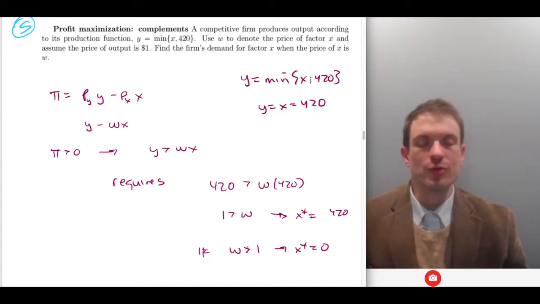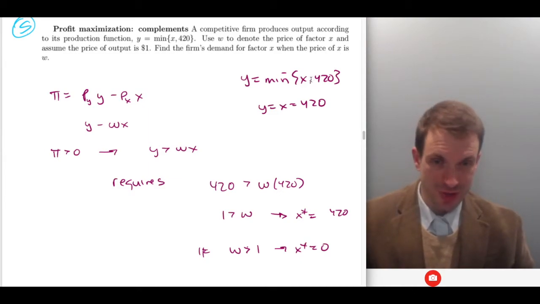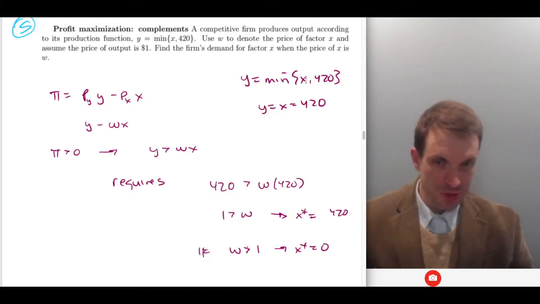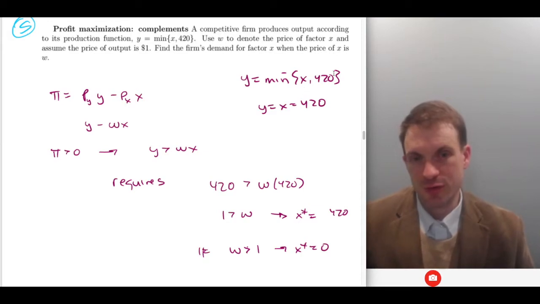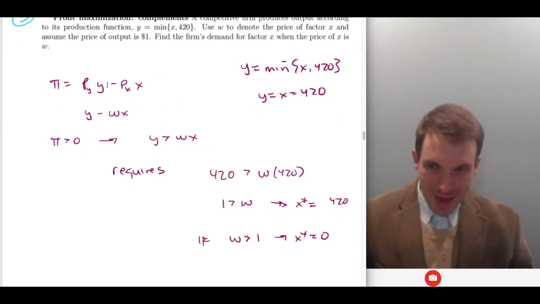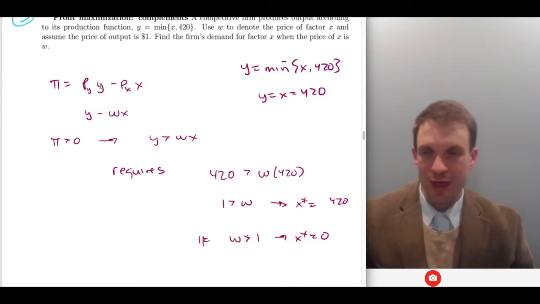Because when you have perfect complements production technology, remember we're replacing this comma with an equal sign, and this gives us that the amount of output has to be equal to x, has to be equal to 420, otherwise there's waste. All right, so going back to the statement here, now that I've justified why I just have y here, not like f of x, z, I guess, whatever.